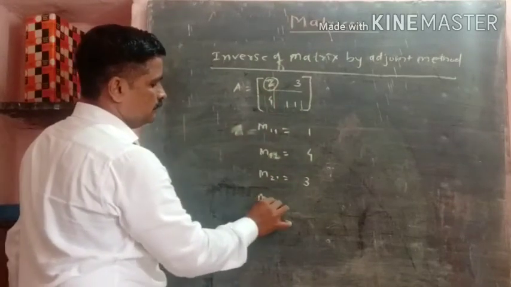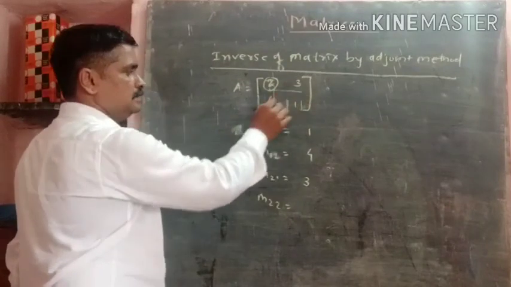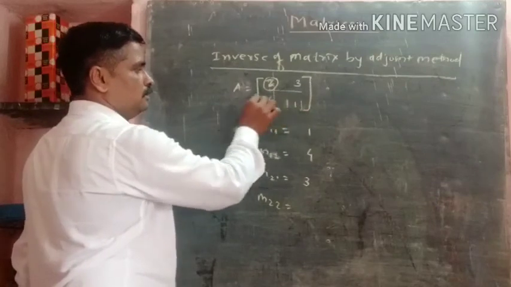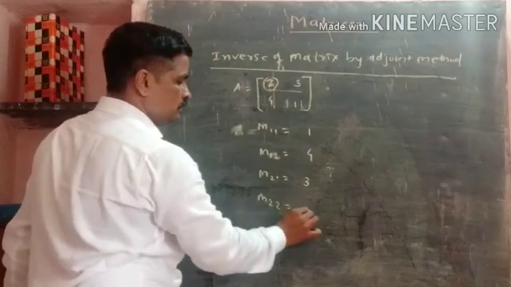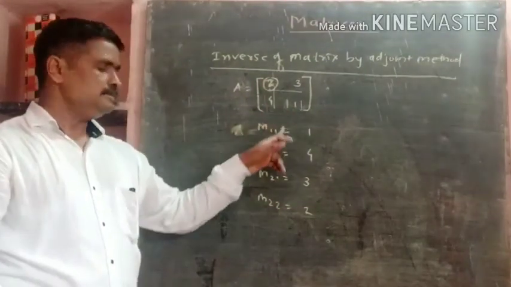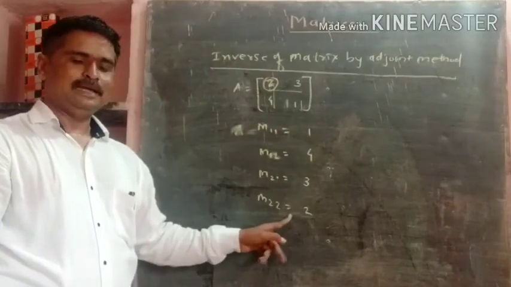Again M22, that is the minor of 1, is nothing but, by replacing the respective row and column of 1, we have 4 1 and 3 1. So we have 2 as the minor of this number. So this is the procedure to find out the minor.